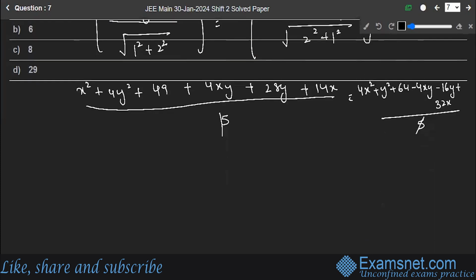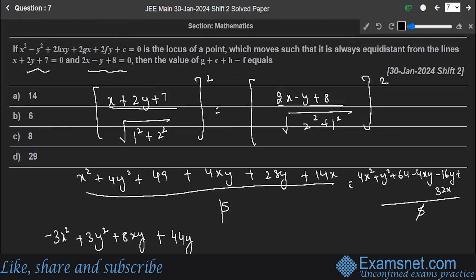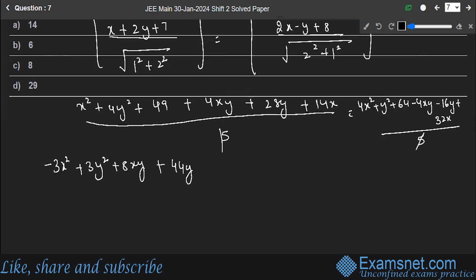You will have minus 3x square plus 3y square plus 4 plus 8xy. This will be 6 and 3, 4. This will be 44y, and this will be plus, wait, it was plus and plus over here. Okay, so 14 minus 32, this gives me 18, and plus 49 minus 64 gives minus 15. That's equal to 0.